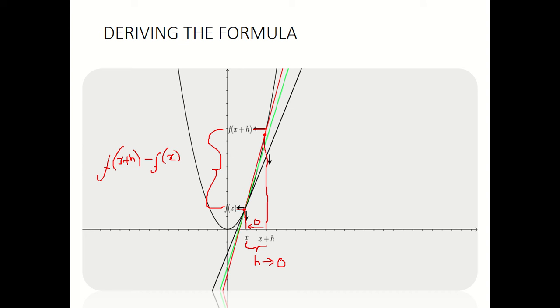So as h gets smaller and smaller, we also get closer and closer to getting the gradient of the tangent line at a specific point on the graph. Okay, so basically in this case, as h approaches 0, we're getting closer and closer to finding the gradient, and this is what gave birth to a formula that allows us to find the gradient of a graph.